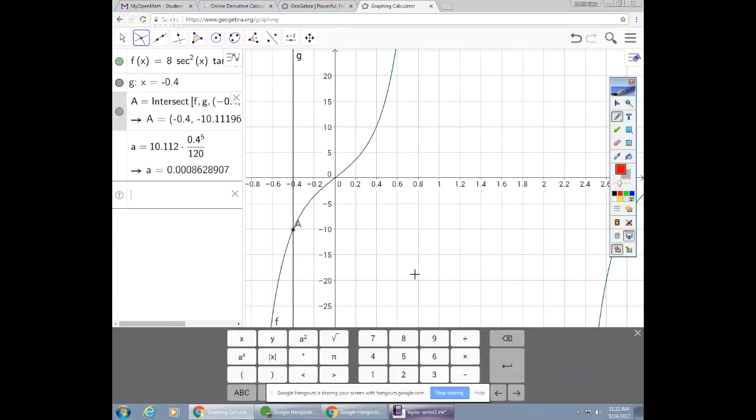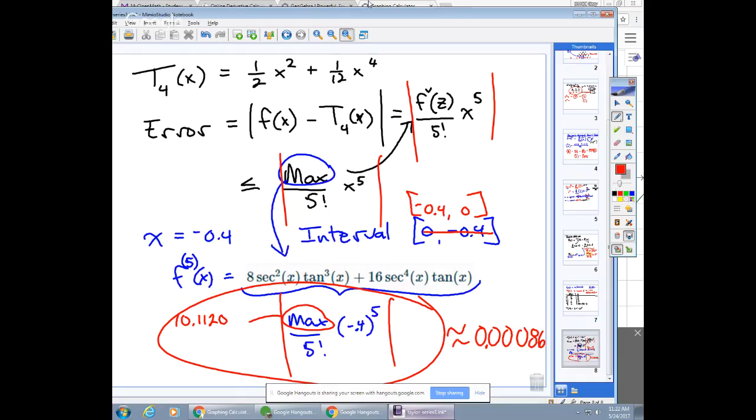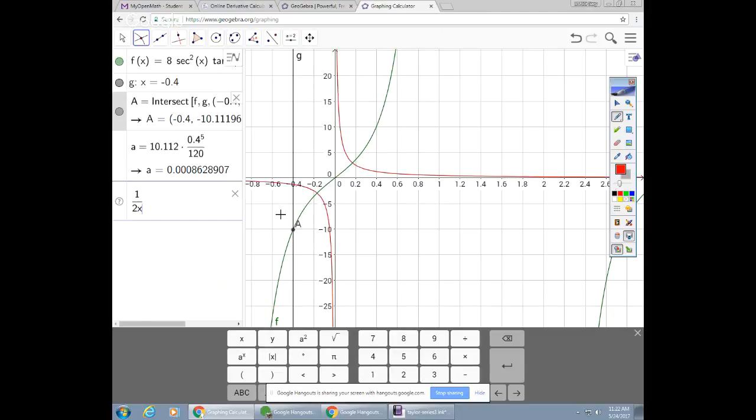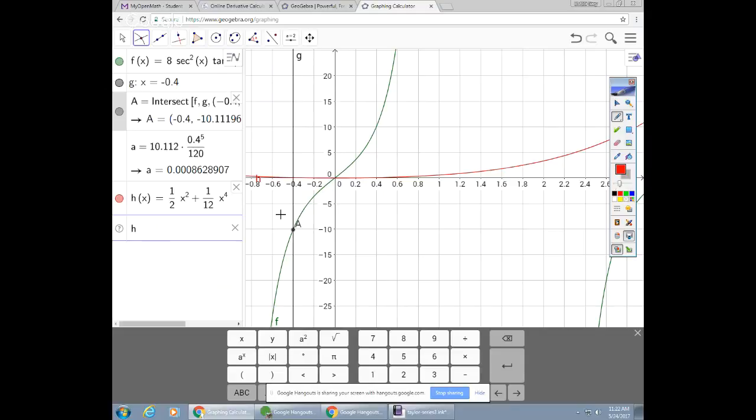So let's see, what was our polynomial again? Let's move you over here so I can copy you. Our polynomial is 1/2 x squared plus 1/12 x raised to the 4th. And I want to evaluate that at negative 0.4. And so I'm getting a value of 0.082.